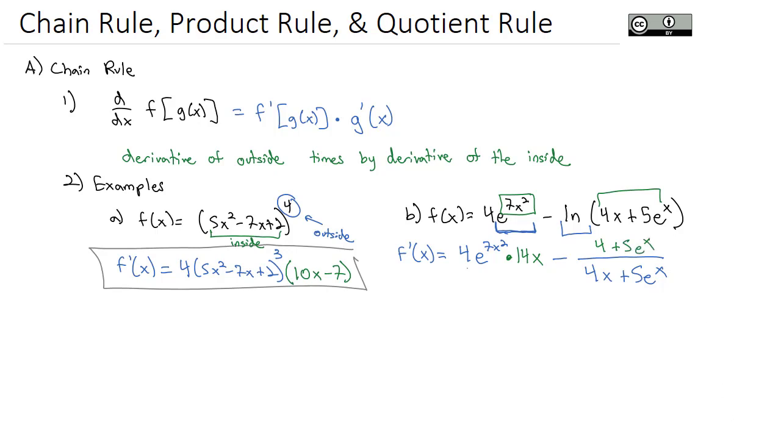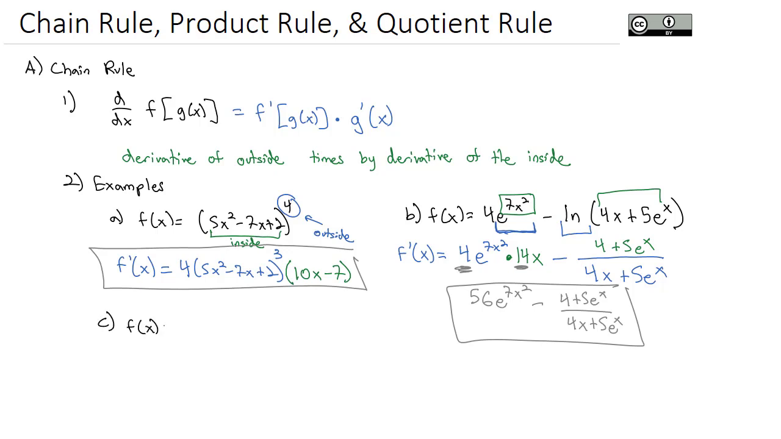Might do a little bit of cleanup. I'm just going to multiply 4 times 14. When I multiply 4 times 14, I get 56. 56x e to the 7x squared minus 4 plus 5e to the x over 4x plus 5e to the x. That is my derivative. Let's do one last example.